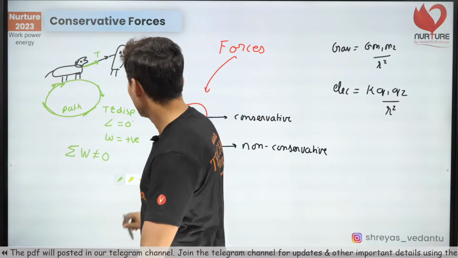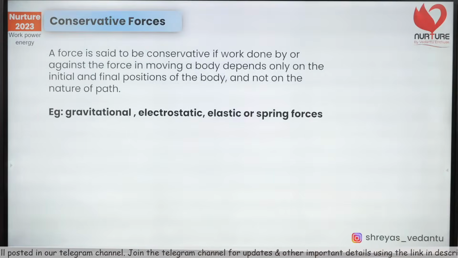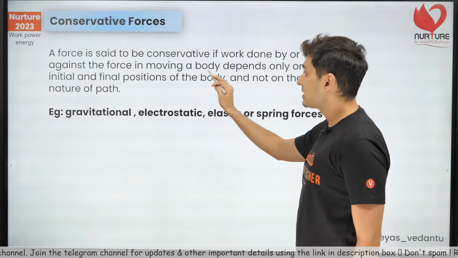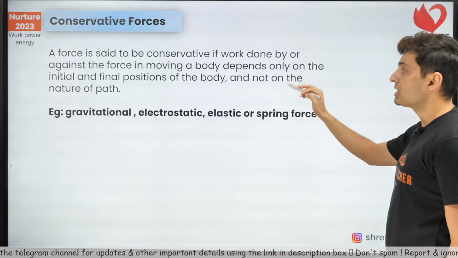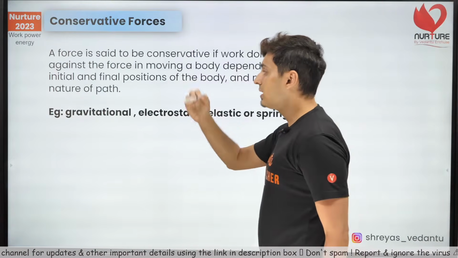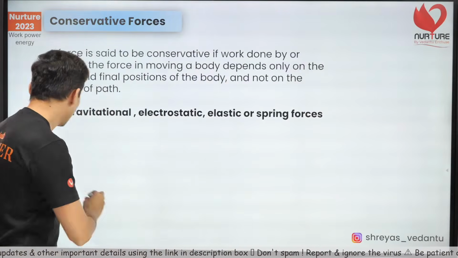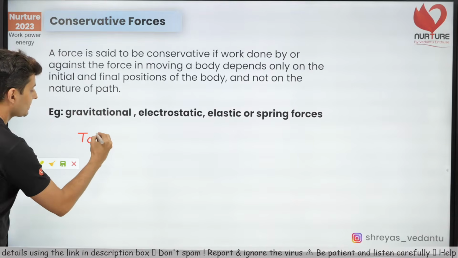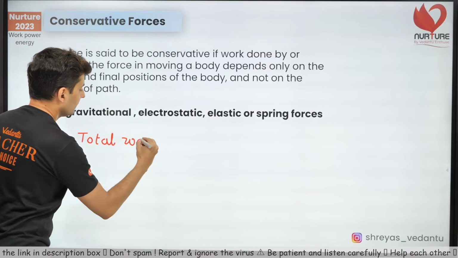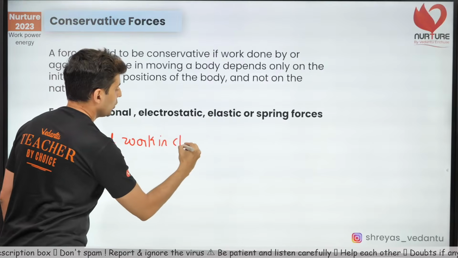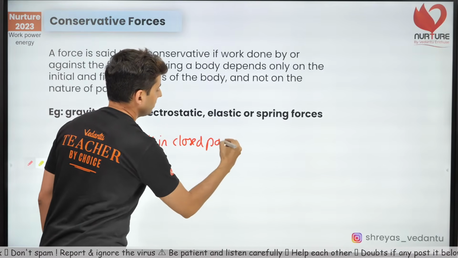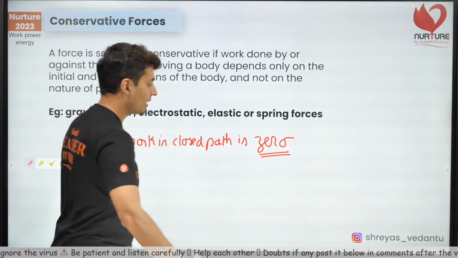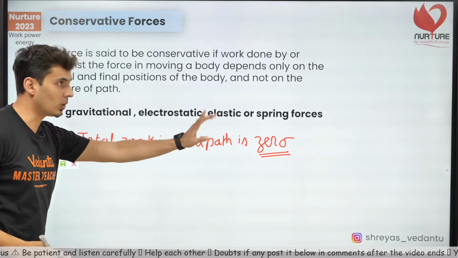Great, clear, very good. So, going to the definition. A force is said to be conservative if the work done by or against the force in moving the body depends only on the initial and final positions of the body and not the nature of the path. In fact, I'll add to this statement: the total work in a closed path is 0. Okay, this is very, very important. The total work in a closed path is 0 always.